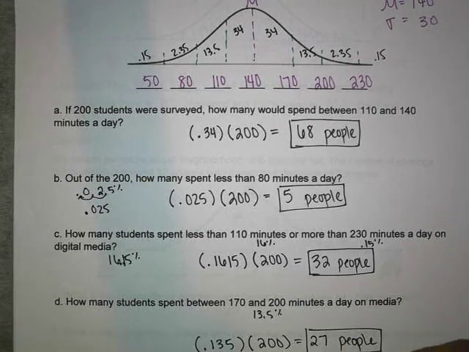Okay, so what's important for this lesson is make sure that you have your correct bell curve filled out, and then once you have that, then you can just add them up, change your percentage to a decimal, and then multiply by the number of total students.